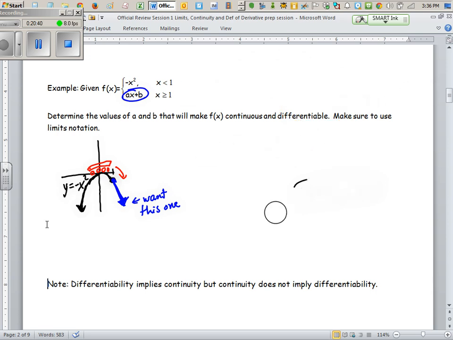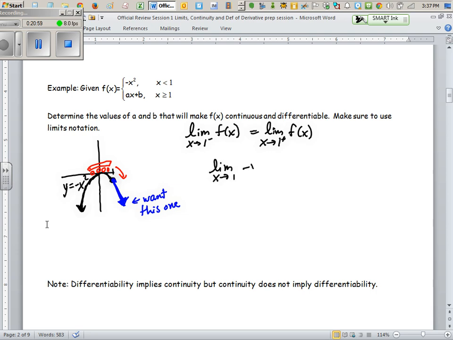And since you guys are probably serious students and you want to show your work formally, this is what you need to do. First you need to write the limit as x goes to 1 from the left of f of x needs to equal the limit as x goes to 1 from the right of f of x. Dropping the superscripts, the limit as x goes to 1 of negative x squared equals the limit as x goes to 1 of ax plus b. Plugging in the 1, negative 1 equals a plus b. Full credit. It's exactly the same conclusion we had 2 seconds ago.